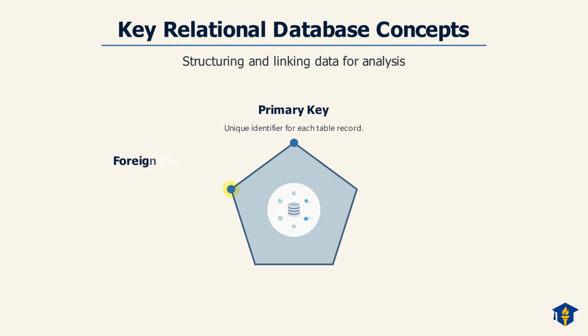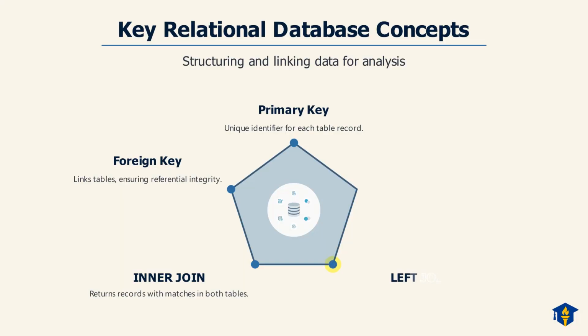A foreign key is crucial for linking related tables and maintaining data integrity. It links tables together, ensuring referential integrity across your database. An inner join combines rows from two tables where there is a match in both. It specifically returns only those records that have matching values in both tables.